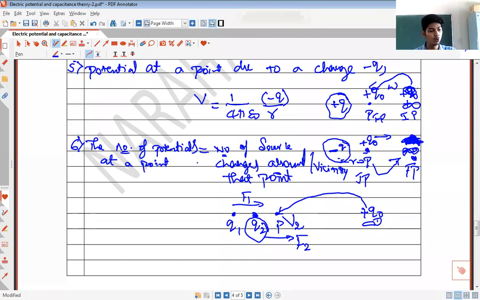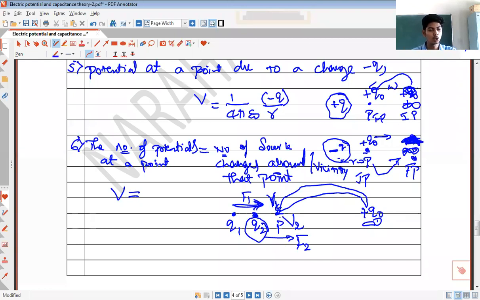Also, I will have to do work against Q1. I'll have to do work against the force exerted by Q1. So the amount of work done to move the unit positive test charge from infinity to point P against the force exerted by Q1 is the potential at point P. We will write this as V1. So what is the net potential at point P? The net potential at point P is the sum of potentials due to individual charges.